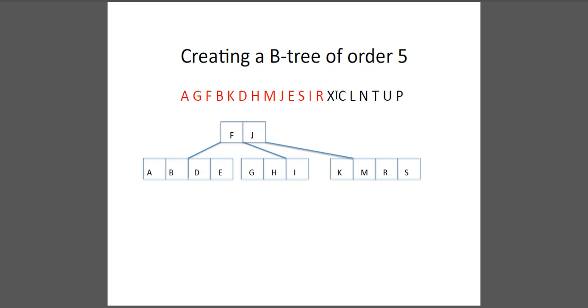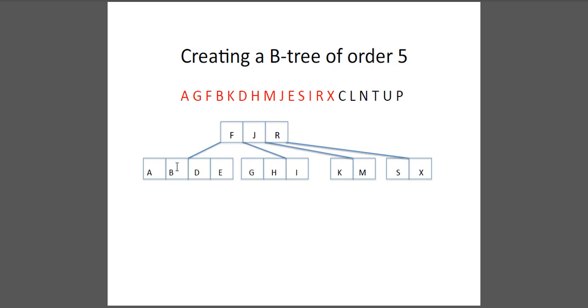Now when you insert X, X is larger than S, so X is supposed to be placed here. If you place X, again the number of values will be 5 here, so it will violate the property. In that case you have to split. So again, when you split this, you'll get R to be moved to the root node, right? So you'll get this one.